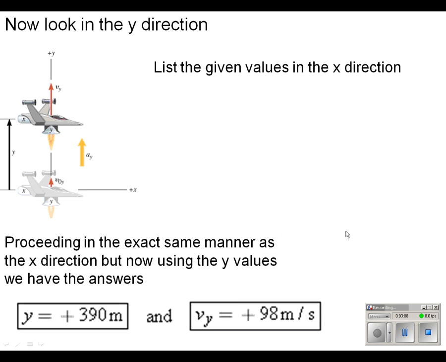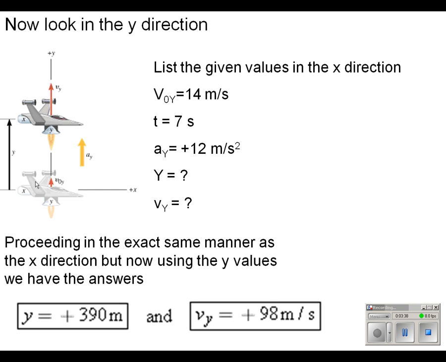Now we're going to look at the y direction. We're going to list the given values. Oh, that's supposed to say y, not x right there. We're going to list the given values in the y direction. Initial velocity in the y direction is 14 meters per second. The time is 7 seconds. The time is one variable that can go back and forth between the x and the y. That's the only variable that can be shared between the 2 directions. Our acceleration in the y direction is 12 meters per second squared. We want to find the displacement in the y and the final velocity in the y.